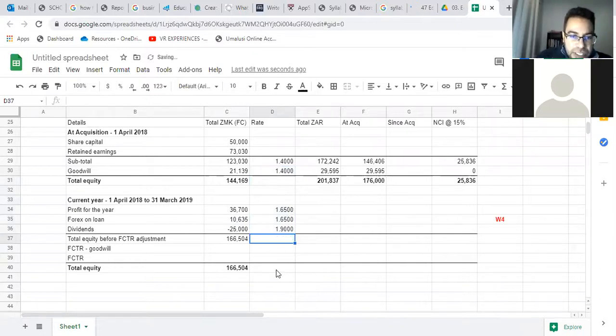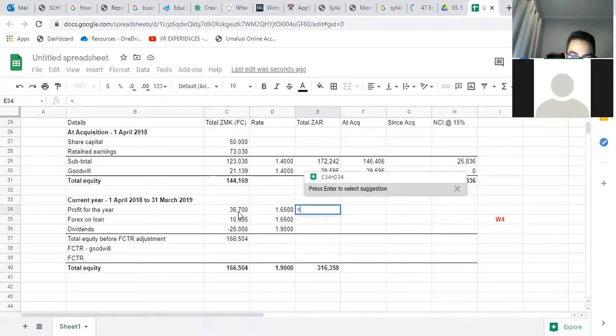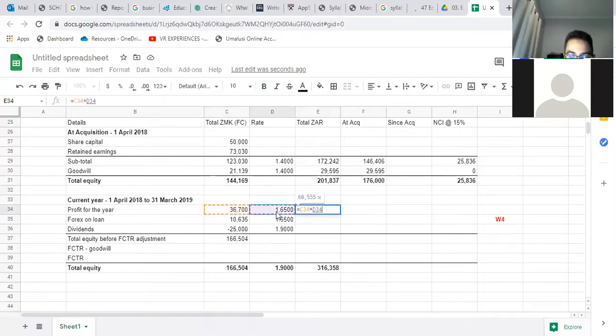So what's going to happen? This needs to be at R1.90. Our total equity needs to be at R1.90. So what's going to happen? Just look here. When I say 166 times R1.90, I get an expected balance of 316,358. But look what's going to happen when I multiply that by that. I just drag this down.